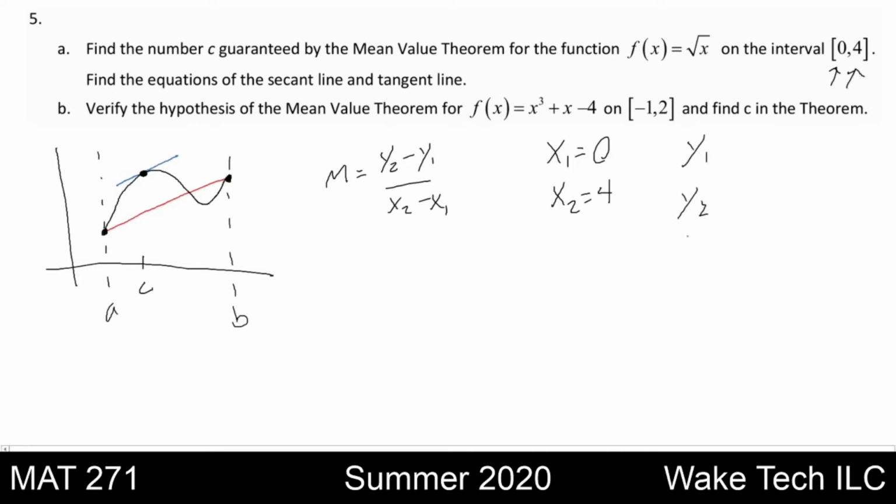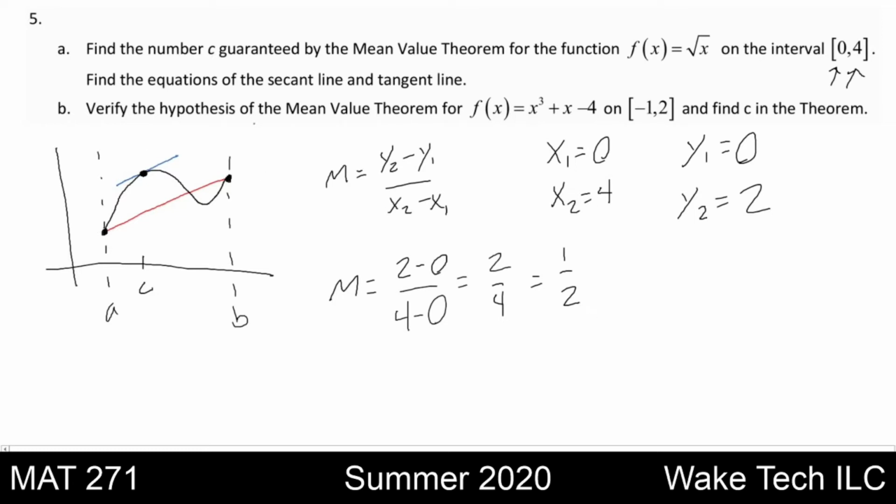y1 and y2 are just the function values of x1 and x2. So we take our x1 and our x2, we plug it into f of x. The square root of 0 is 0. The square root of 4 is 2. Once we have all 4 of these, we can plug them into our slope equation to find that m is equal to 2 minus 0 over 4 minus 0. Or in other words, 2/4, which is equal to 1/2. Alright, so we know the slope of our red line is 1/2.